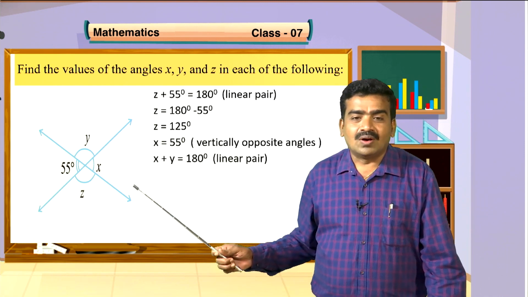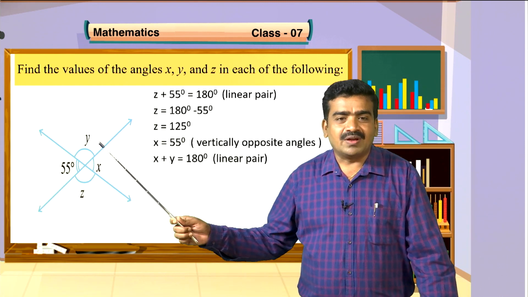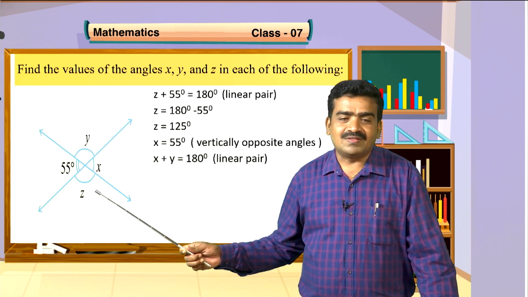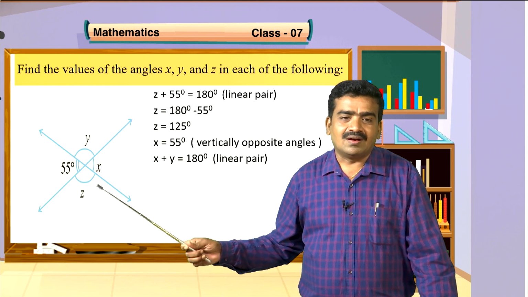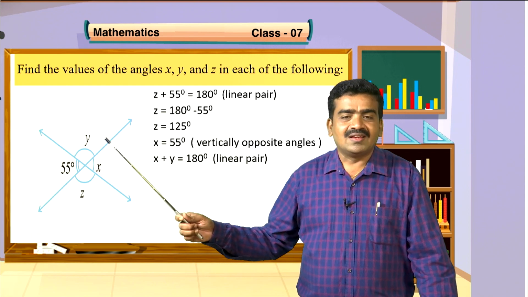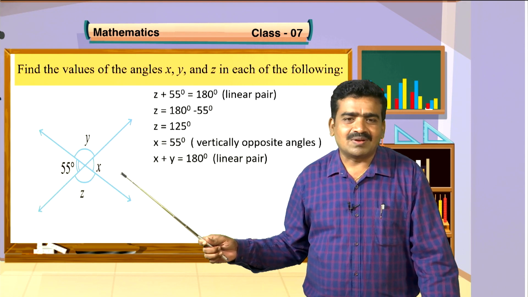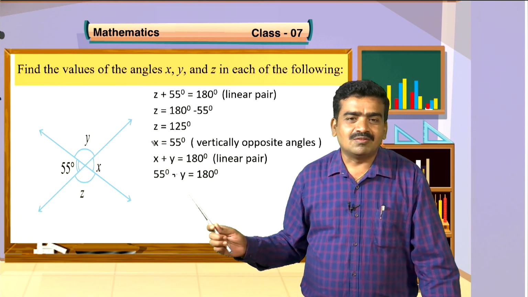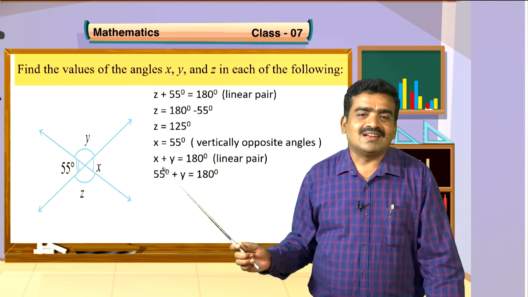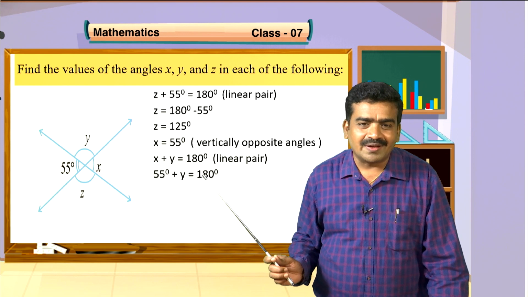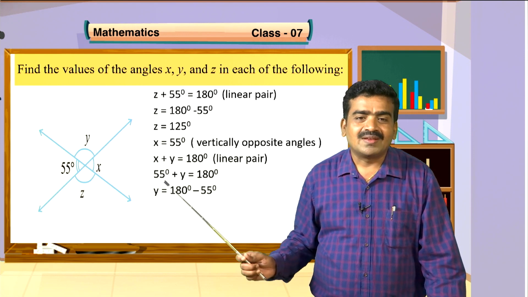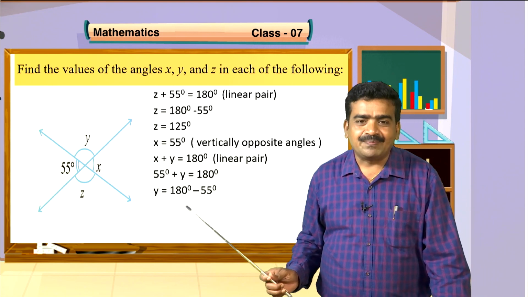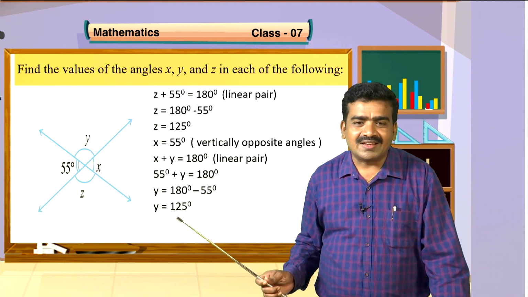Now, how to find angle y? We have to take these two, or we can take the help of the angle z to find y. Y also measures 125 degrees, or we can take the concept of linear pair. If you add x and y, we will get 180 degrees. So, now we have got 55 degrees, then 55 degrees plus y is equal to 180 degrees. Then y, take 55 degrees to the right side, you will get 180 minus 55. Therefore, it measures 125 degrees.